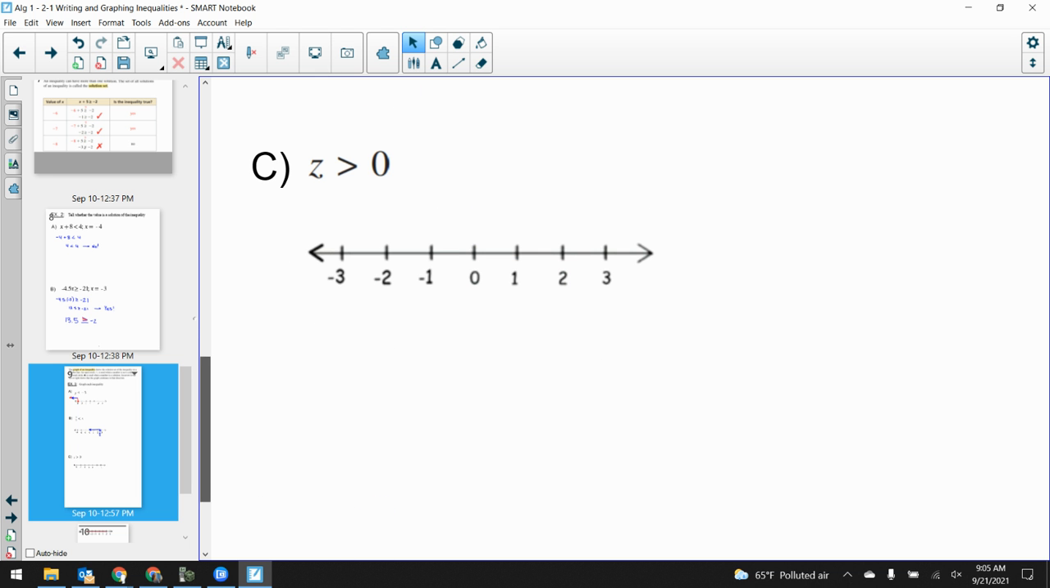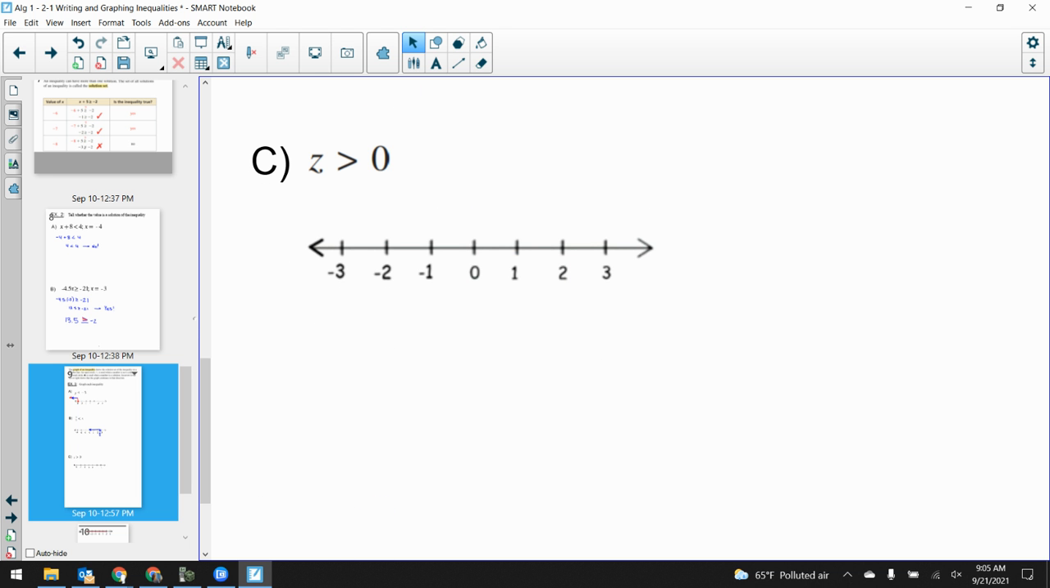One more of those. z is greater than 0. Open or closed circle on 0? Open on 0. Going to the right or to the left? To the right. Look, here's my arrow. Anything to the right of 0 would be a solution.